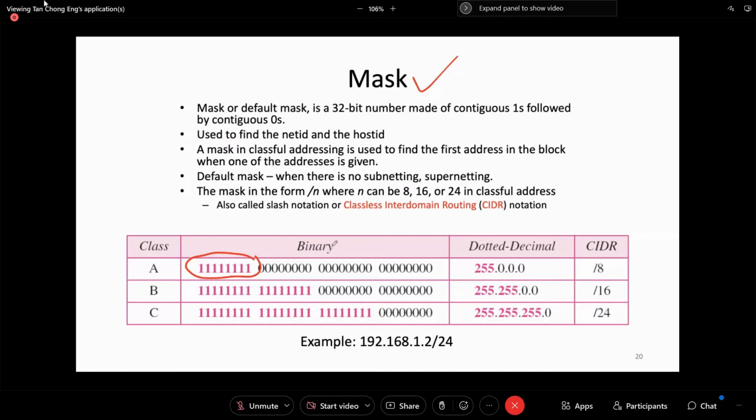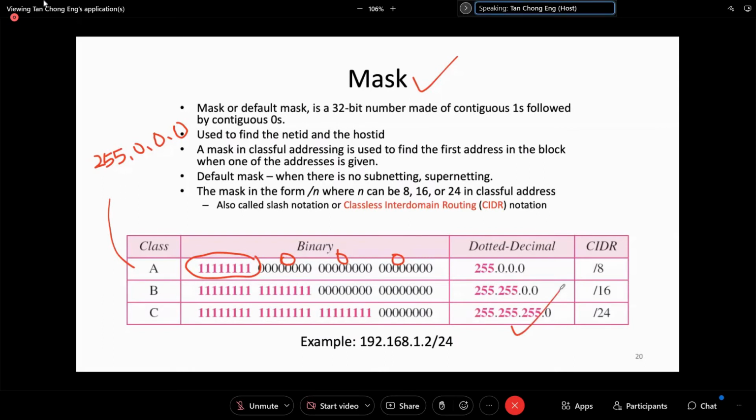That's why you can see the mask. For Class A, it is 255.0.0.0, because this one is 0, this one is also 0, this one is also 0. The Class B is going to be 255.255.0.0. And then Class C is going to be 255.255.255.0. Okay? So what does this mean?